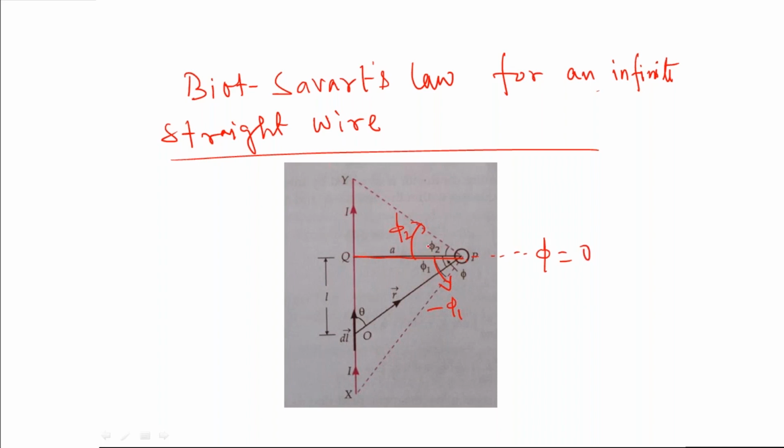When the wire is becoming infinite, this angle is increasing in this way, and minus phi 1 is increasing in this way, like this. So both are becoming 90 degrees. That is what you have to remember. Otherwise all things are all right. Now I'll take you through a simple example on this particular concept.